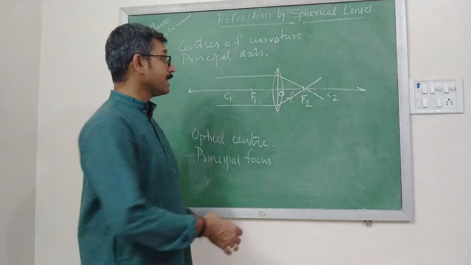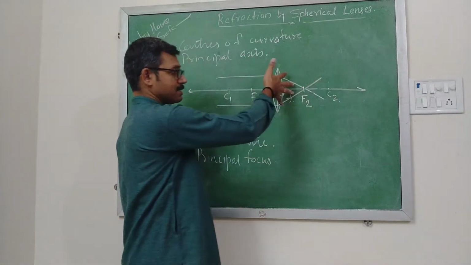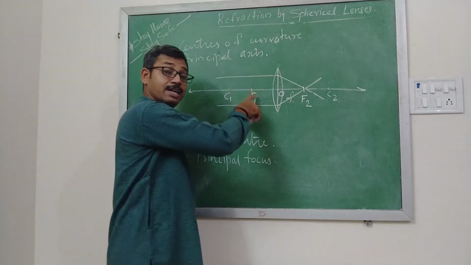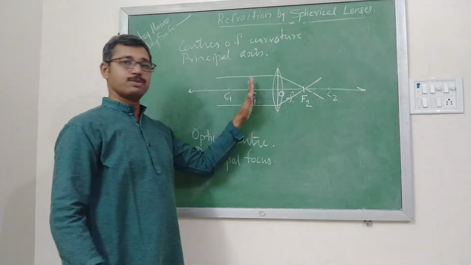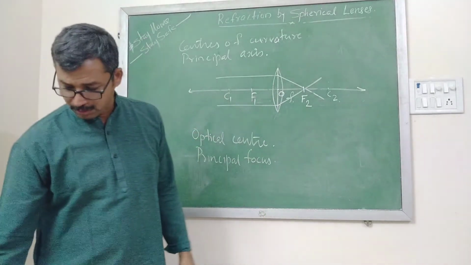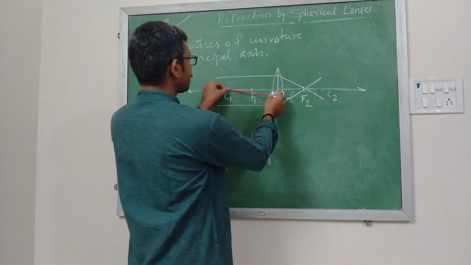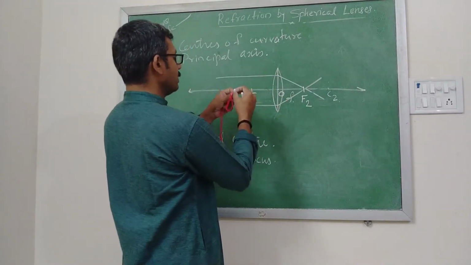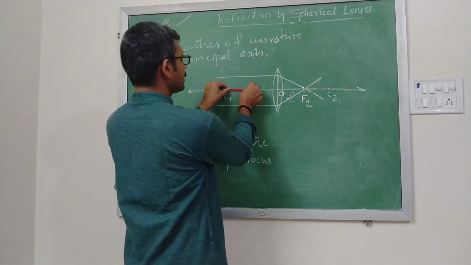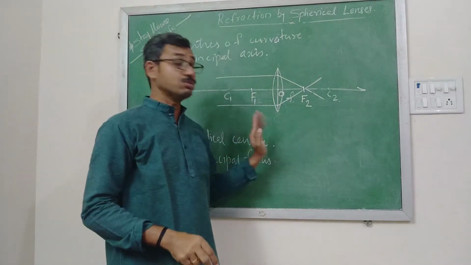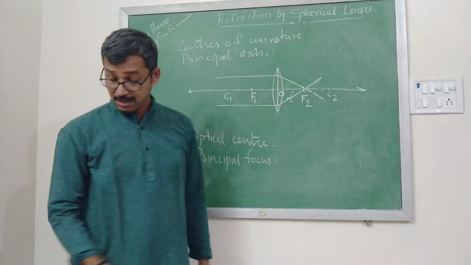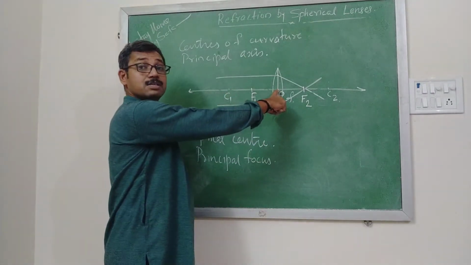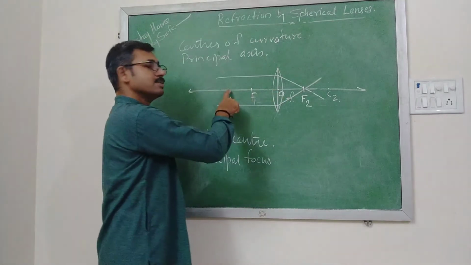Now, if the ray is falling on the lens from the right hand side, then it will converge at a point on the left hand side. So here also you will get one. Again, the same thing we have to do: take the distance from the center of curvature to the optical center and take just half of it. There you will get the principal focus. So the principal focus is always half of the distance from the optical center to the center of curvature.